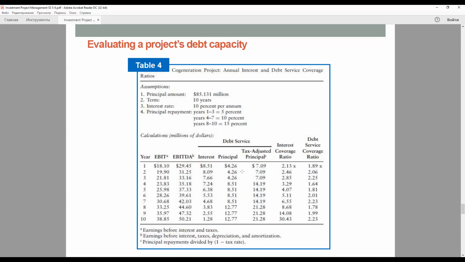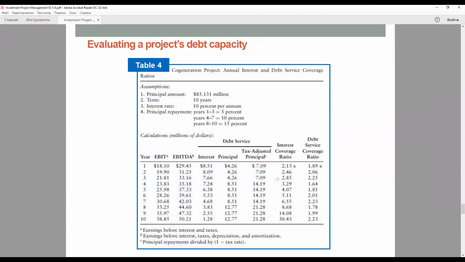The interest coverage ratio increases steadily as the project loan is repaid. The debt service coverage ratio decreases in those years when the principal repayment increases. Lenders are most concerned with the values of this ratio during the early years of the project life. For the cogeneration project, the interest coverage ratio is 2.13 in year 1 and exceeds 3 in year 4. The debt service coverage ratio is 1.89 in year 1 and never falls below 1.64.